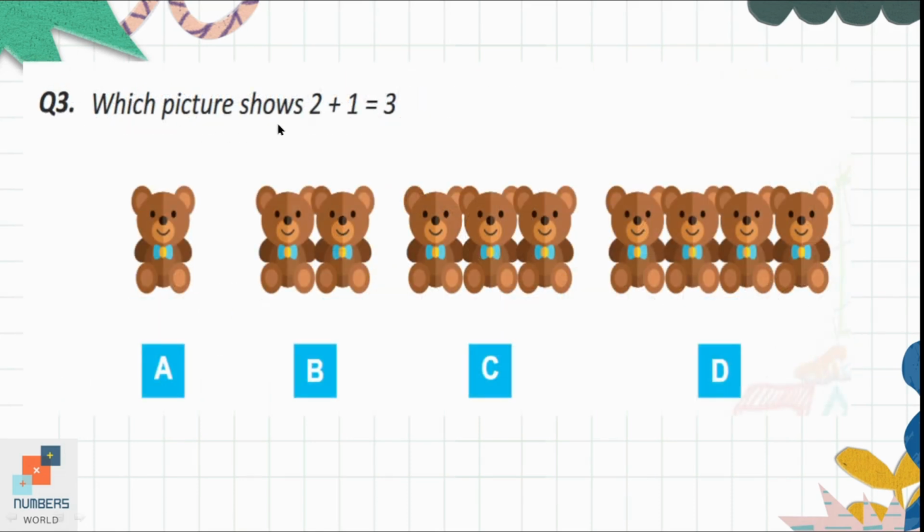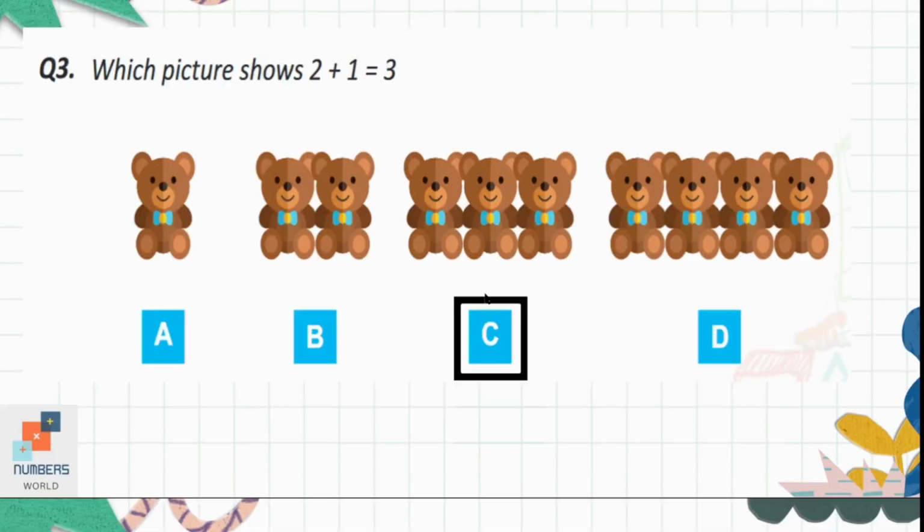Question number 3. Which picture shows 2 plus 1 is equal to 3? If we look at our equation, the total is equal to 3. So we will choose that option which has 3 teddy bears in total. So that is option 3. 2 teddy bears plus 1 teddy bear is equal to 3 teddy bears.